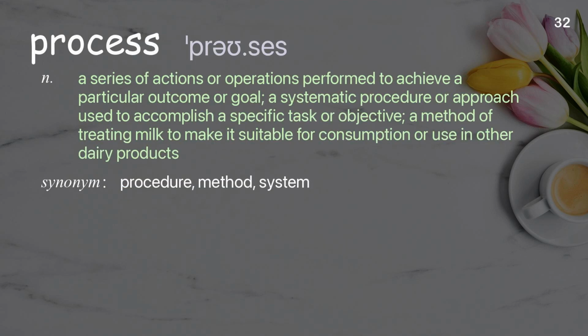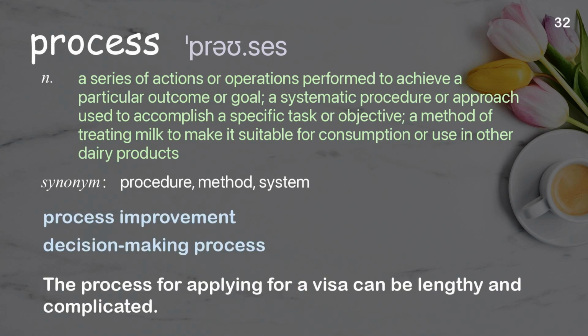Process. A series of actions or operations performed to achieve a particular outcome or goal, a systematic procedure or approach used to accomplish a specific task or objective, a method of treating milk to make it suitable for consumption or use in other dairy products. Examples: process improvement. Decision-making process. The process for applying for a visa can be lengthy and complicated.